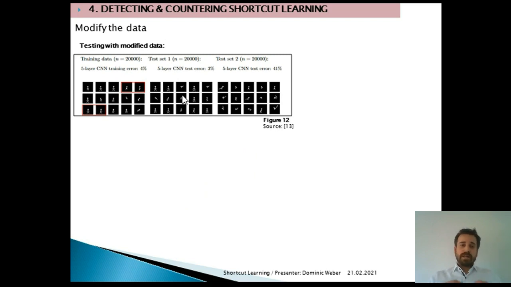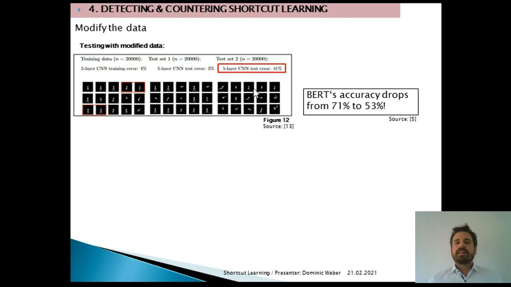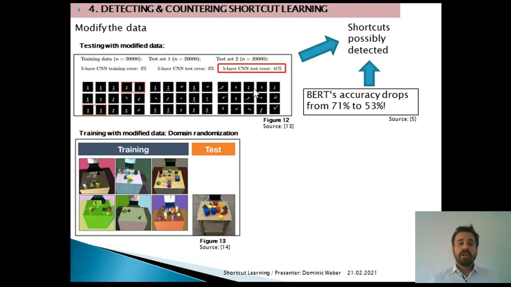When the authors modified the data to provide the adult stick figures with more movement in the test set, we now have this second test set here, which is an OOD test set, and the error has become huge. Remember the language model BERT and how it relied on the word "no"? Well, the authors also modified the data. They negated the claims and inverted the labels. And then language model BERT had an accuracy of just 53%. Same effect. The logical next step would be now to train with modified data.